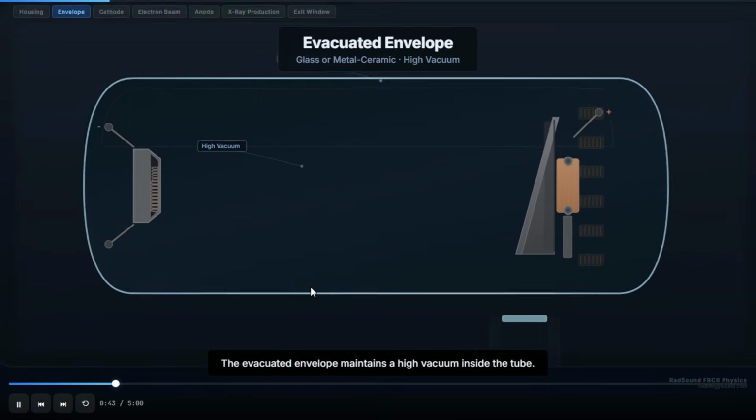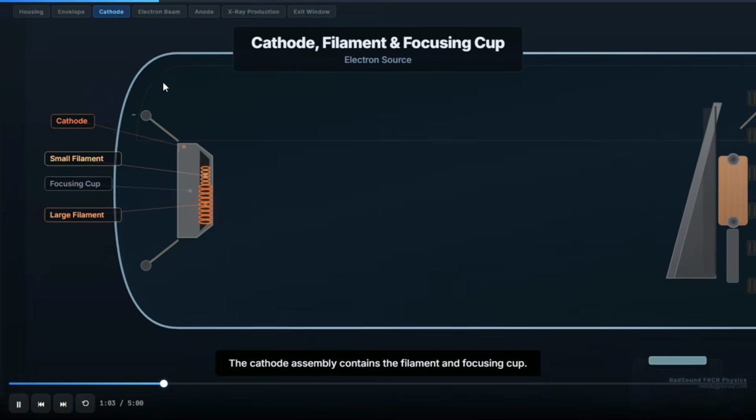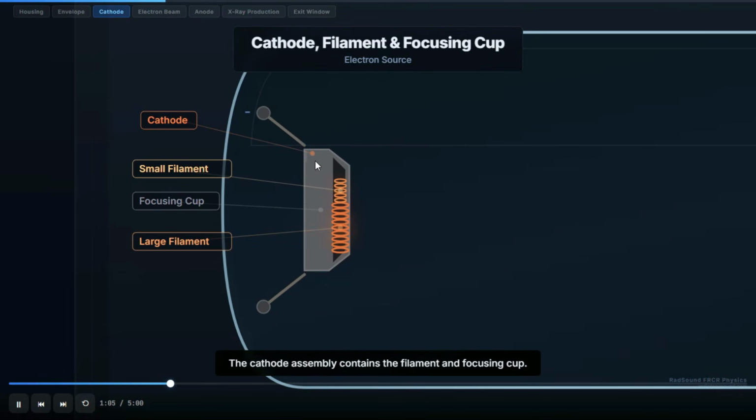It is made from ceramic, metallic ceramic or glass, which helps maintain operation for the anode. So let us take a look into the anatomy of the cathode. The cathode has a negative charge. It's made up of a focusing cap here.